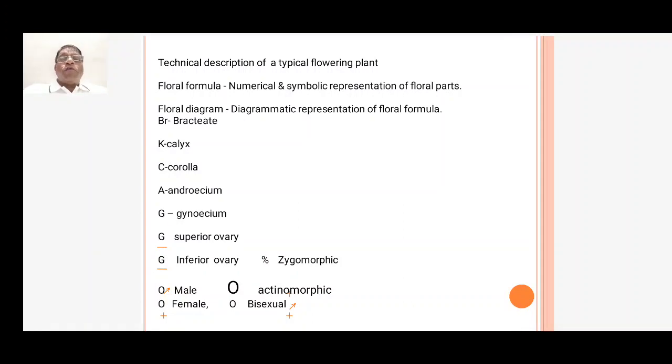Floral diagram. If we write the floral formula diagrammatically, then it becomes a floral diagram. The diagrammatic representation of floral formula is called floral diagram. Okay, these two are very important for 1 mark question.